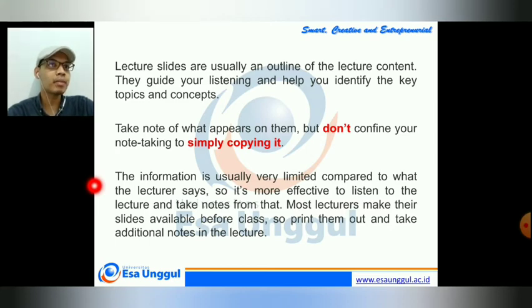Remember, you may take notes, but please remember you have at least 6 indicators to make sure your notes are really useful. Because if you only simply copy it and pass it off as your notes, it means you don't go beyond simply copying.